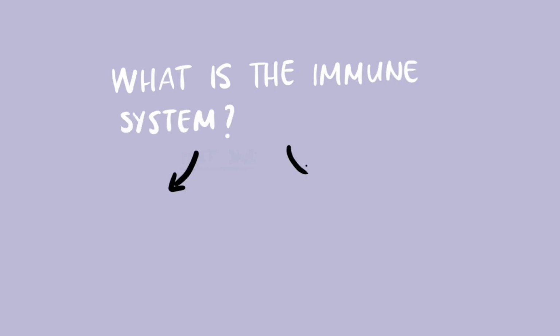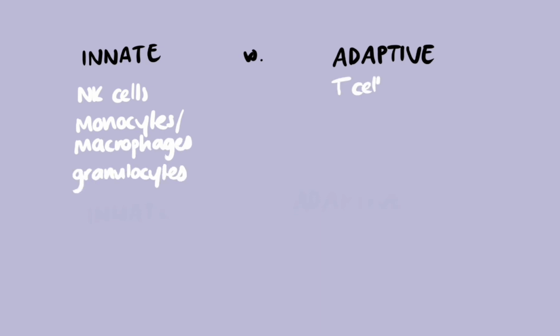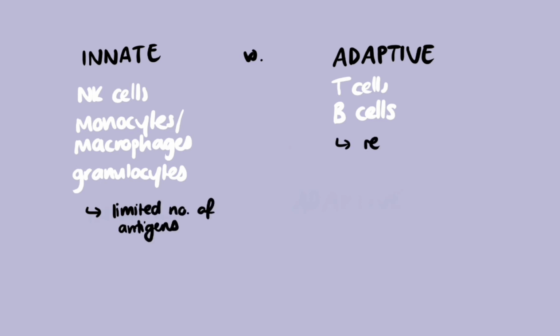What is the immune system? It's a part of our body that has a vital role in protecting our body from harmful substances. It can be divided into two, the innate immune system and the adaptive immune system. What cells are involved? So we'll start by looking at the innate system. You have natural killer cells, monocytes, macrophages, and granulocytes. In the adaptive immune system, there's T cells and B cells. The innate system can only recognize a limited number of antigens, but the adaptive can recognize millions. And just so you know, an antigen is any substance that produces an immune response.